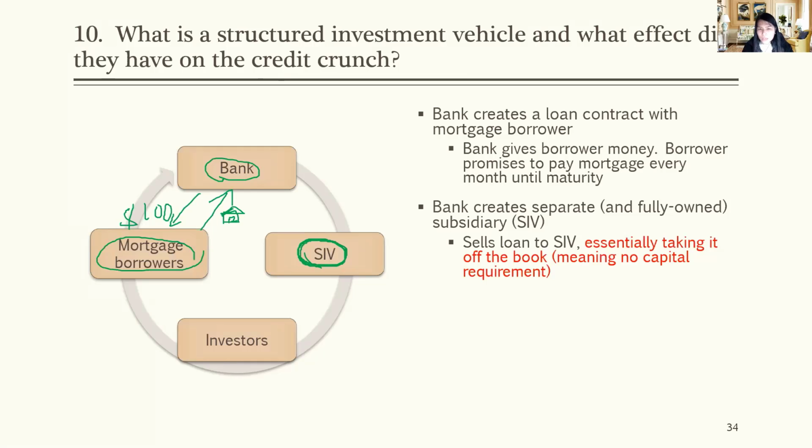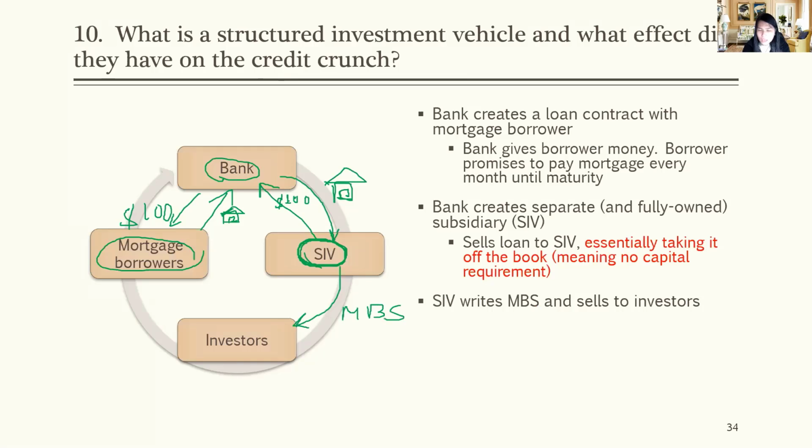So what happens is banks will establish a wholly owned entity called an SIV, and they sell the loans to this SIV. So now the loan mortgage belongs to the SIV. In exchange, they pay back the bank $100. So essentially, the banks have liquidated their loan mortgage to the SIV, who would then write securities to sell to investors.